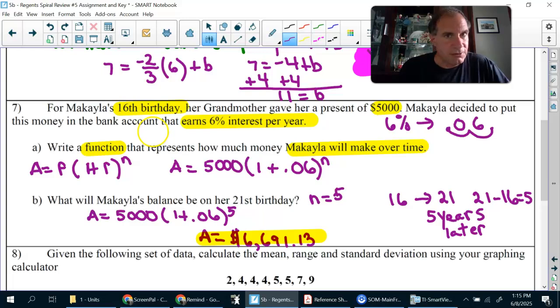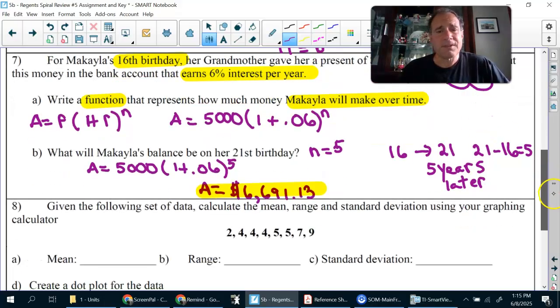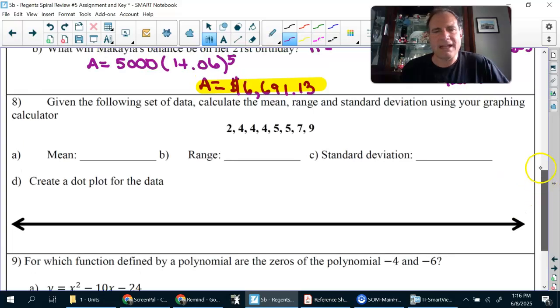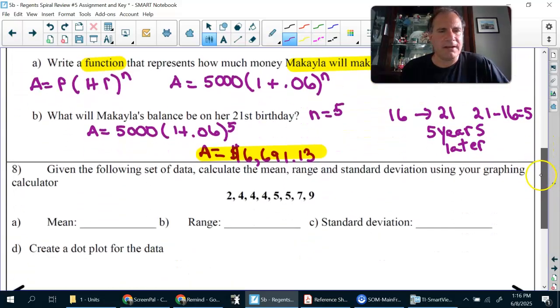The only way it would be 21 would be if she received this money at birth. How much will it be on her 21st birthday? That's 21 years. So 5 years later, though, the N is 5 and it's 6,691. They could ask you how much money she earned. You would just subtract the initial value of 5,000 from 6,691.